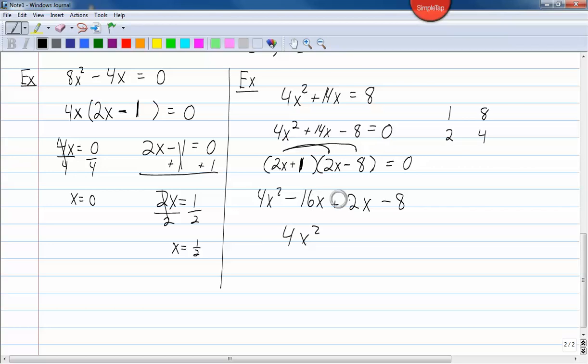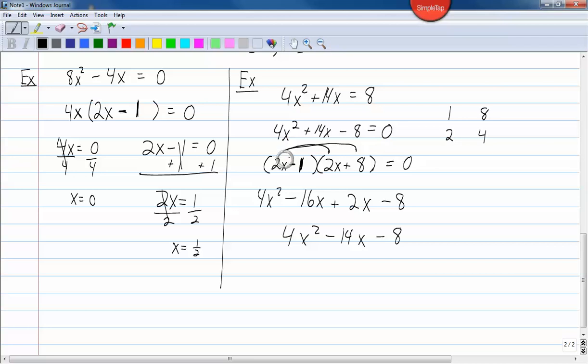So combine these two like terms, and you can see I have the right number part in the middle. I just don't have the sign right. I want a plus 14x, not a minus 14x. When that happens, either switch where you have the 1 and the 8, or the easiest thing to do is just switch the positive and negative. I'm going to make this one negative and make this one positive, and that should fix everything.